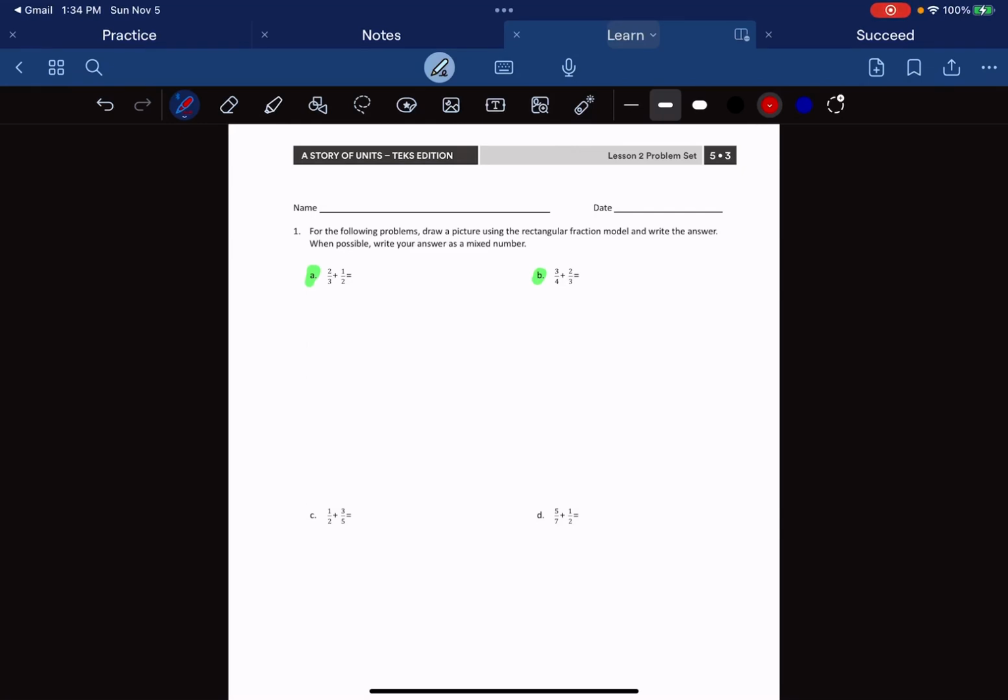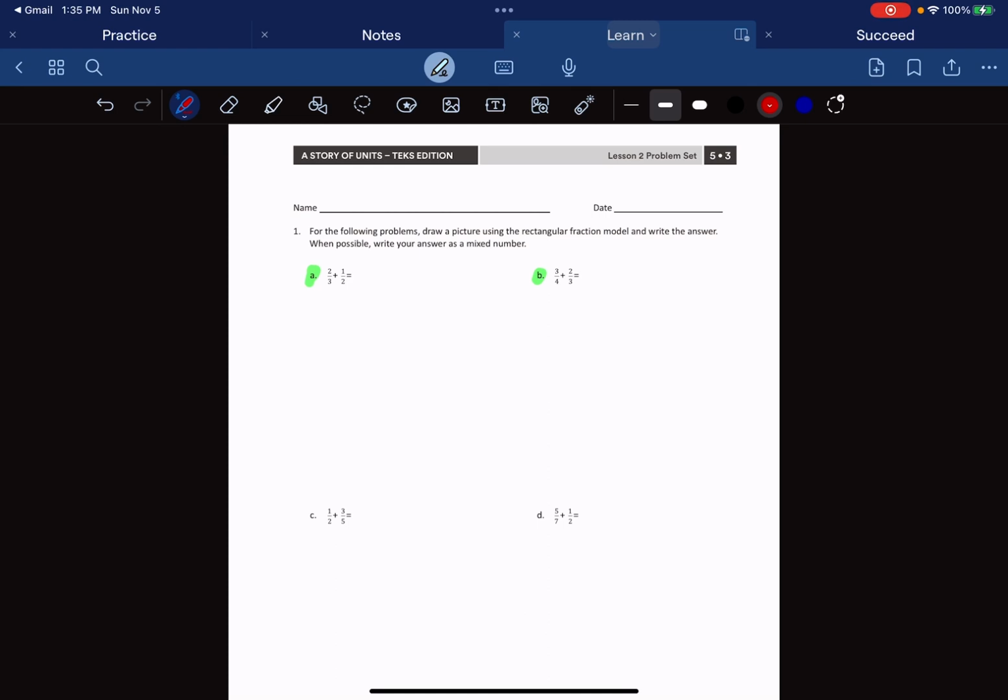Alright, this is for Module 3, Lesson 2. I'm doing the problem set questions. Remember, they are very similar to homework. It's just the numbers are going to be different, but the examples being given should help the students complete their homework. Alright, so for the following problems, draw a picture using the rectangular fraction model and write the answers. When possible, write your answer as a mixed number.